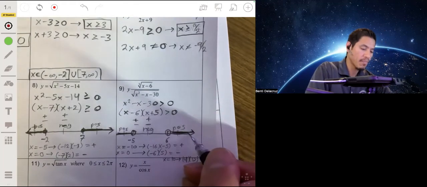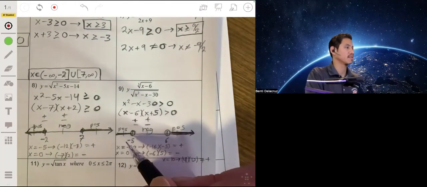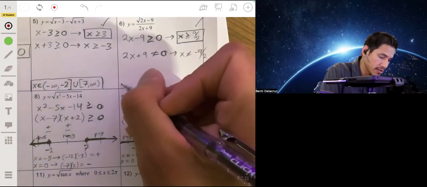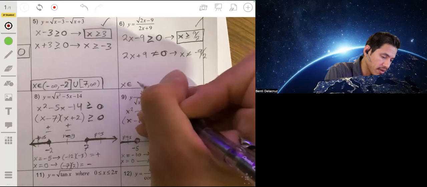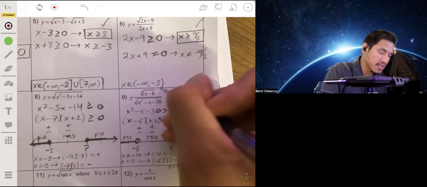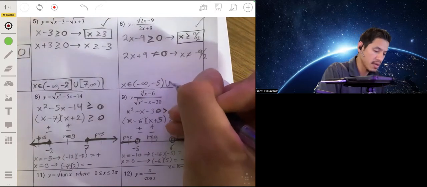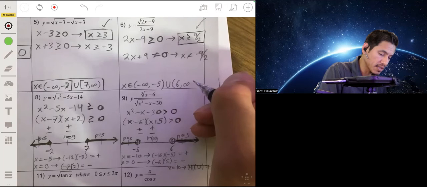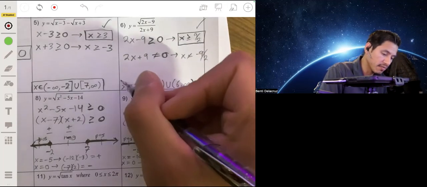And so our domain will be all the numbers less than -5 and greater than 6. Let me write it up here again using interval notation. So from -infinity to -5, put parentheses around 5 because I'm not going to include it. Union, start up at 6, parentheses around 6, but I'm not including it, and then up to infinity.